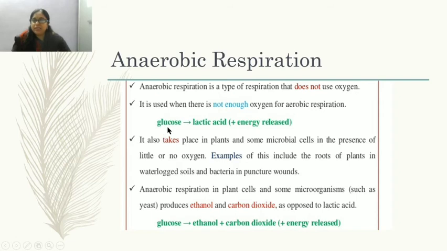What happens in this? Glucose breaks down to form lactic acid and energy is released. As I said previously also, this takes place in animal cells. In our muscle cells it takes place. It also takes place in plants and some microbial cells, microorganisms like bacteria, in the presence of little or no oxygen. So in the availability of oxygen, aerobic respiration. Unavailability of oxygen, anaerobic respiration.